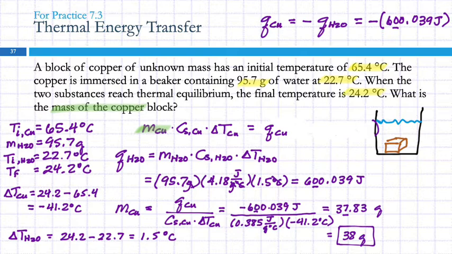Why they didn't just use a balance is beyond me, but then we wouldn't have an example to do. Any questions?